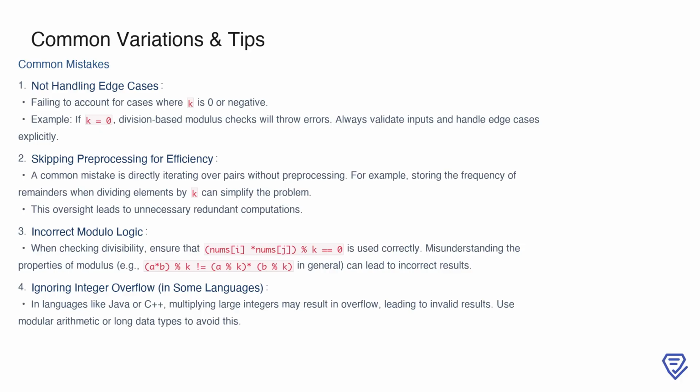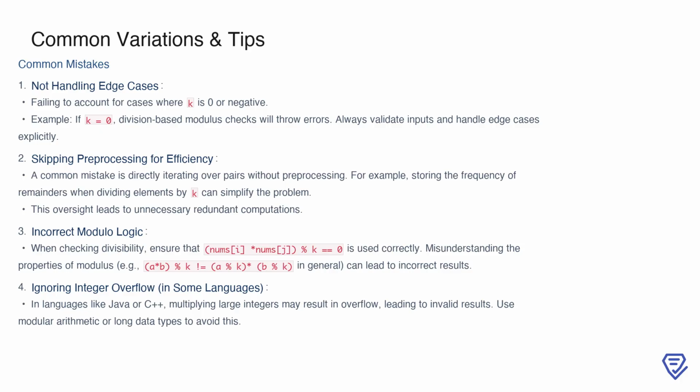In this section, we address some common mistakes to watch out for when solving this problem. First, it's crucial to handle edge cases properly. For example, if k is 0, a direct modulus operation will throw an error, so you need to validate the inputs beforehand and handle such cases explicitly. Similarly, when k is negative, you should account for how that affects your logic. Next, skipping pre-processing for efficiency is another frequent oversight. Instead of directly iterating over all pairs, you can pre-process the array by storing the frequency of remainders when dividing elements by k. This simplifies subsequent calculations and avoids redundant operations.